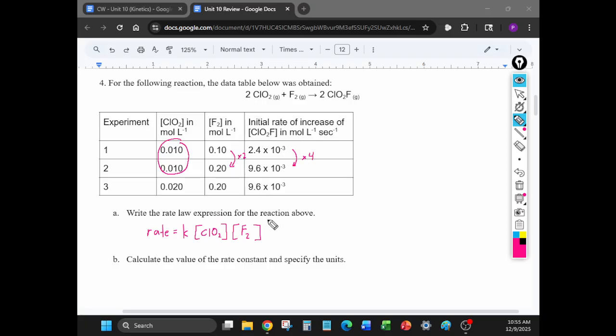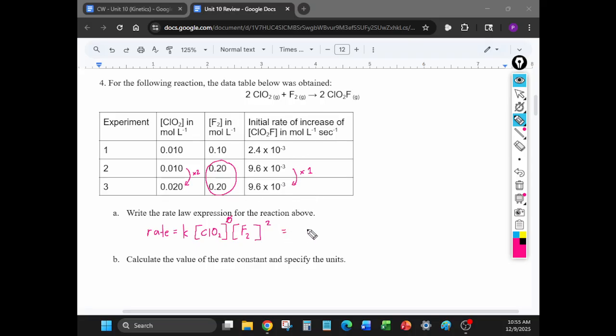Second order. Good. Everybody good? Okay, because you double it, and then you get exponential growth, so you get times 4 there. So that's second order. All right, let's go to ClO2. For this one, we're going to hold F2 constant. And if we double ClO2, what happens to the rate? It remains the same. So what type of reaction order is that? Zero order. This is 0 order.